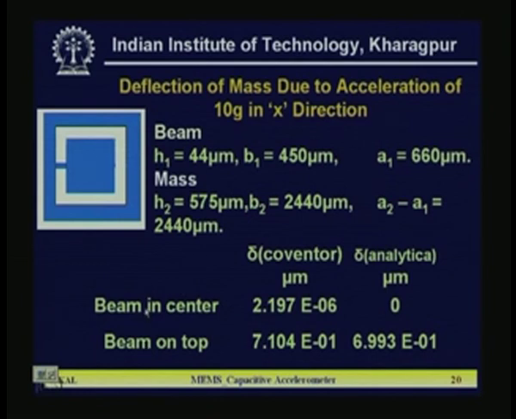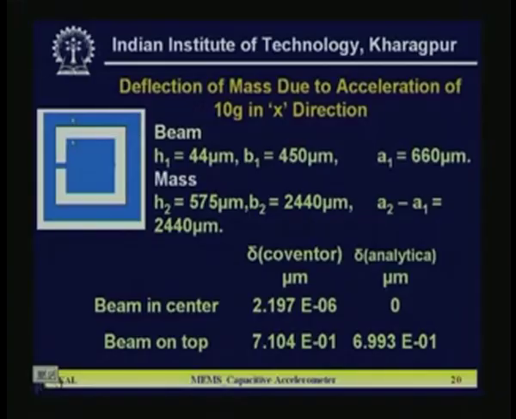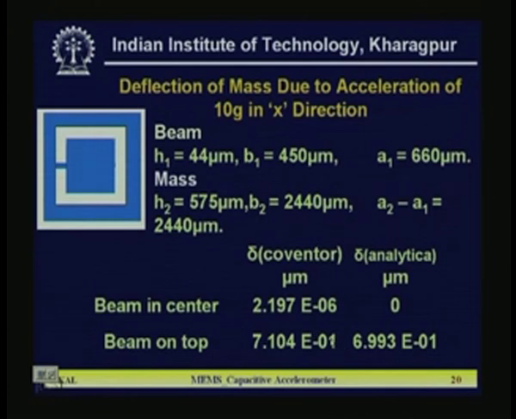So obviously if you compare these two values, whatever structure you use, either single beam, single flexure or double flexure, we found that if the beam is in the center, and center means not the center of the length, but in the thickness-wise, not at the surface but at the center of the cross section, then it is better so far as the displacement as well as the off axis sensitivity is concerned.